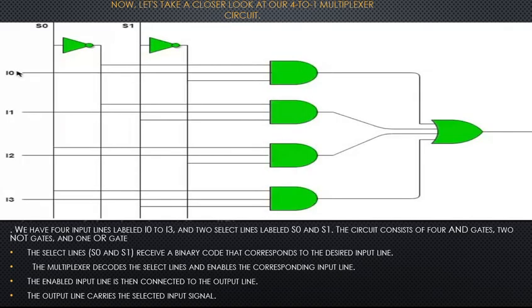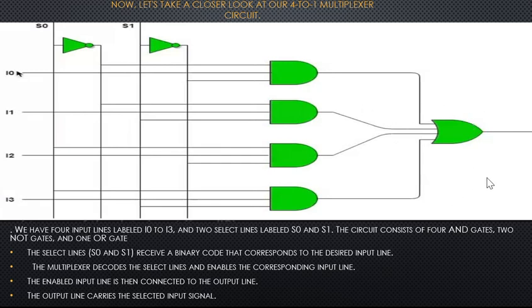Now, let's take a closer look at our 4-to-1 multiplexer circuit. We have 4 input lines labeled I0 to I3 and 2 select lines labeled X0 and X1. The circuit consists of 4 AND gates, 2 NOT gates, and 1 OR gate.